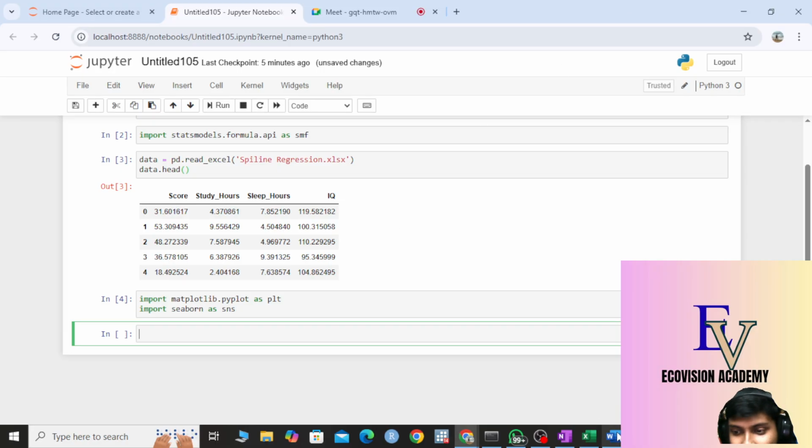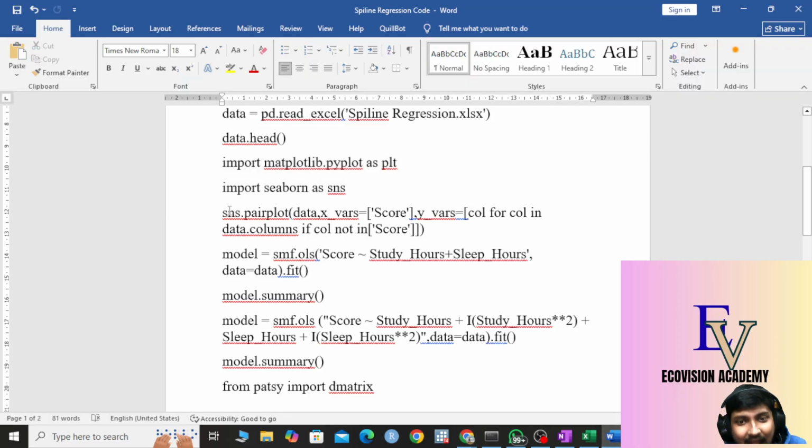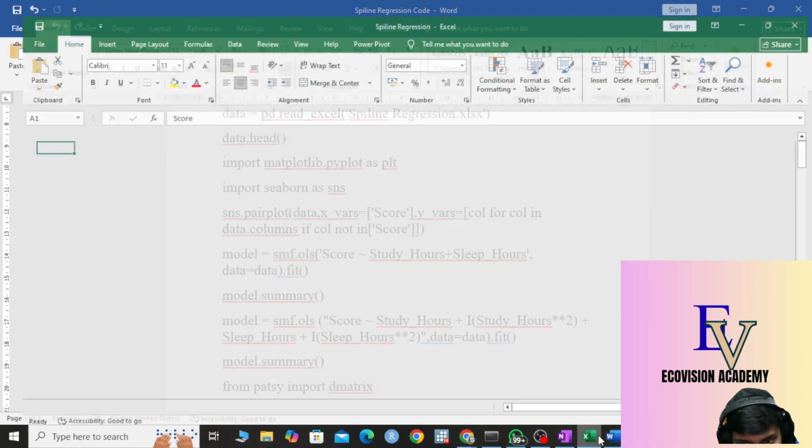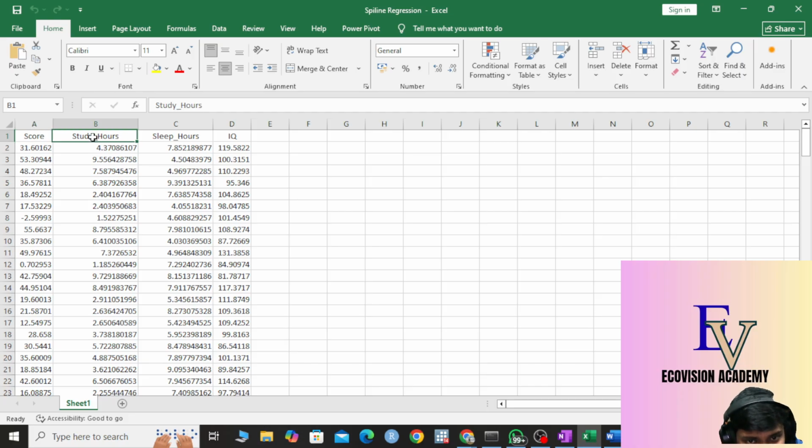After that, I want a pair plot, not a scatter plot. What is basically a pair plot? A pair plot is basically about how many columns you have. You can see how many columns: score, study hours, sleep hours, IQ.